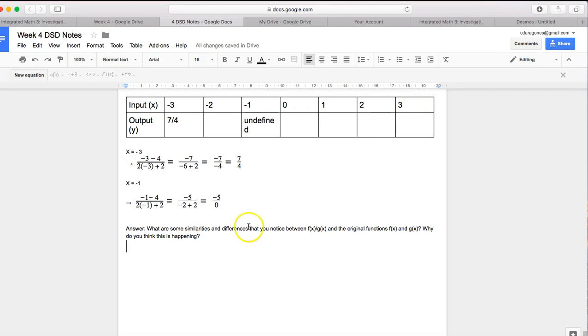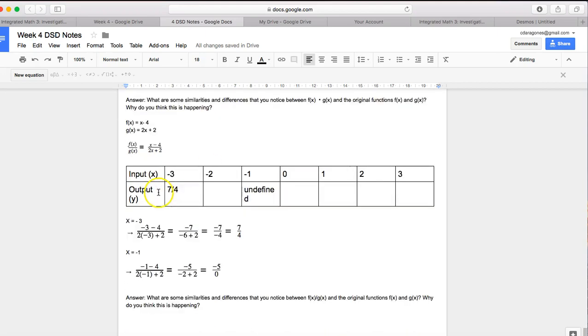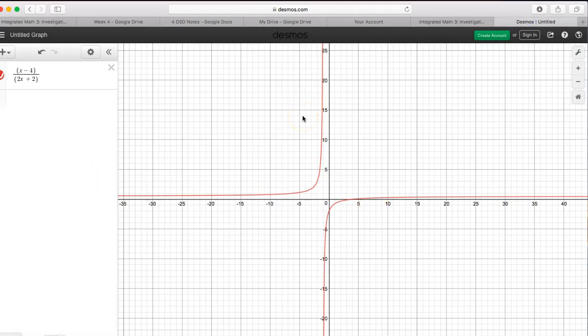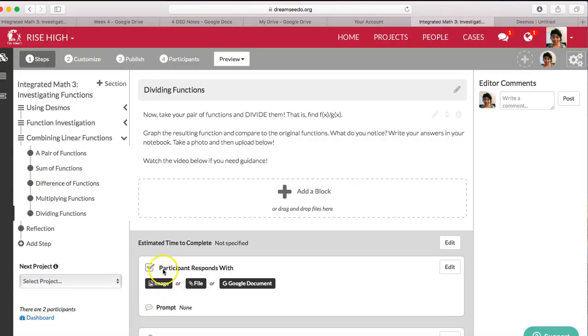So same thing, right? Divide the two functions, graph them. Don't use Desmos though. Do graph by hand, and then answer this question.